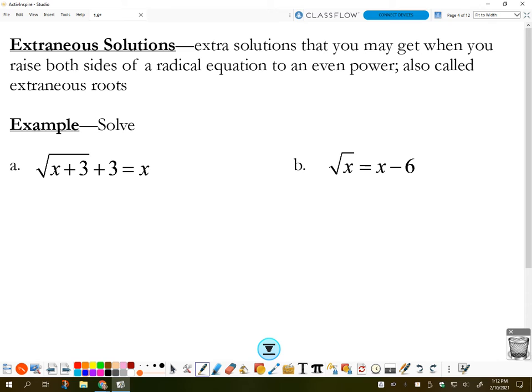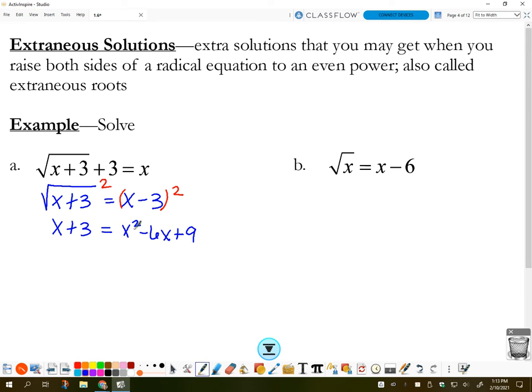Okay, so we want to get the radical by itself. So we're going to subtract this 3. So we have square root of x plus 3 is equal to x minus 3. All right, well then we want to square here so that we just have plain old x plus 3. Well, if we square one side of the problem, we have to square the other side. Remember that you're squaring the whole thing like as a binomial. So you're going to get x squared, minus 3x, so minus 6x and plus 9.